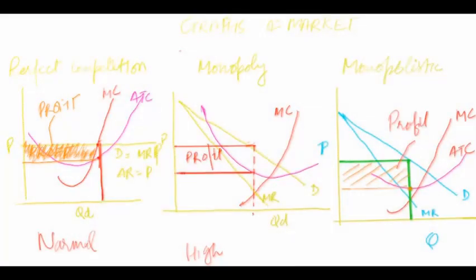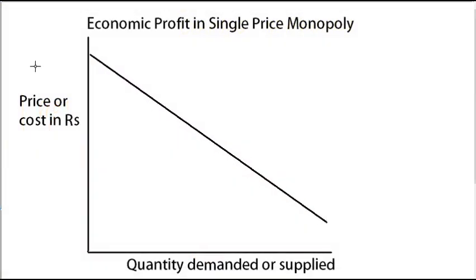Now we will discuss the monopoly. As we know, monopoly is the alternative extreme of perfect competition, characterized by a single seller. Monopolies can be local, regional or national, but the analysis is the same. So we will draw the y-axis and x-axis. So this is our demand, marginal revenue.